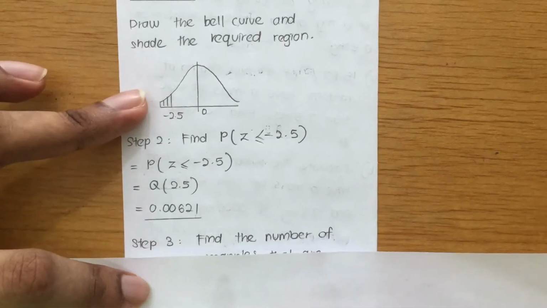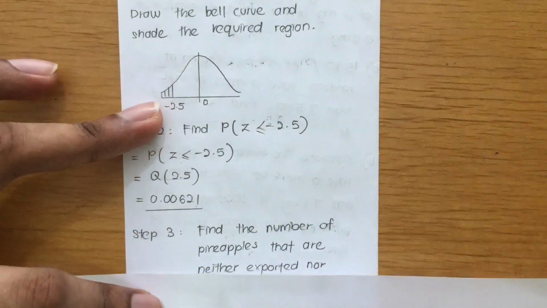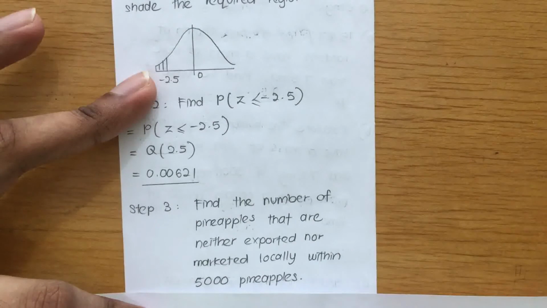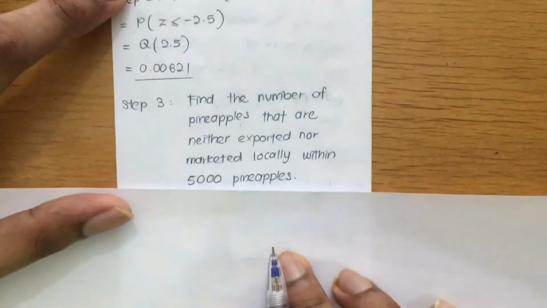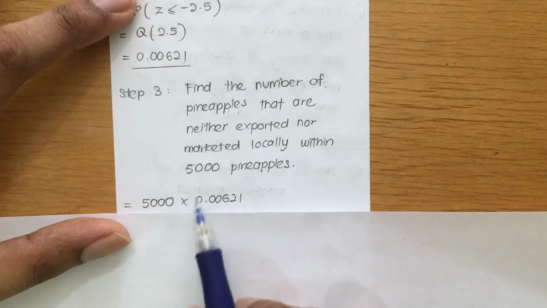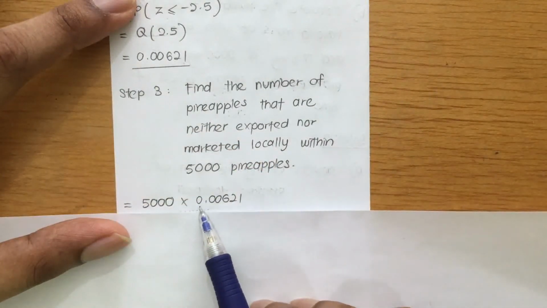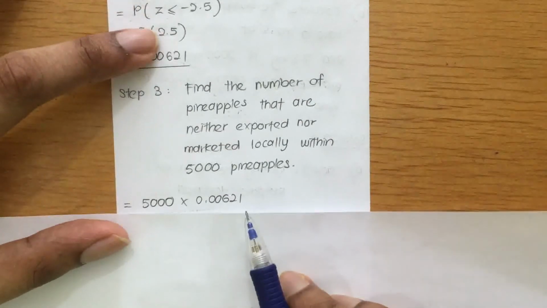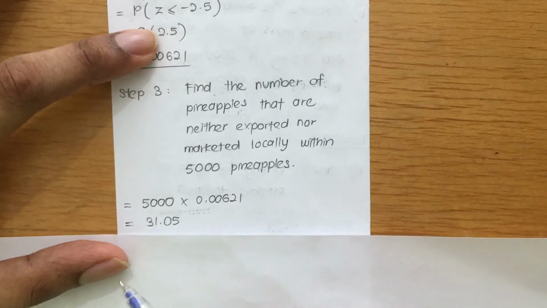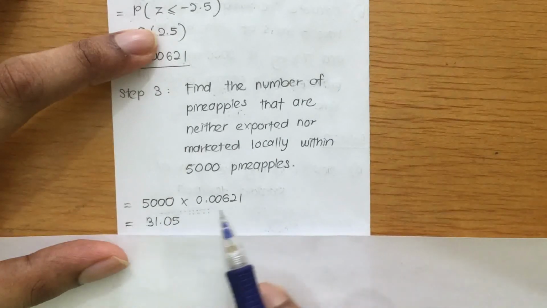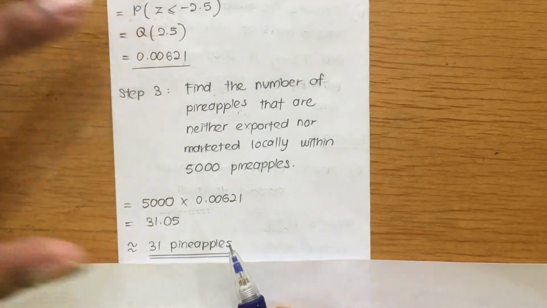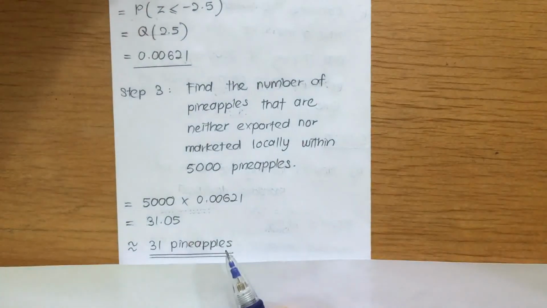Step 3 is that we need to find the number of pineapples that are neither exported nor marketed locally within 5000 pineapples. So what we need to do now is multiply 5000 with the probability we obtained over here, which is 0.00621. From here you get the value 31.05, but unfortunately we cannot have 31.05, so we approximate it to 31 pineapples. Let me put back the question paper, so please hold on for a moment, guys.